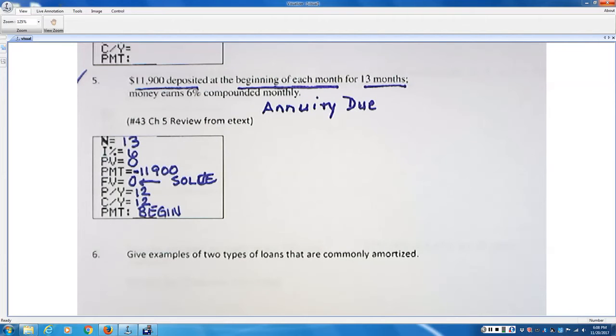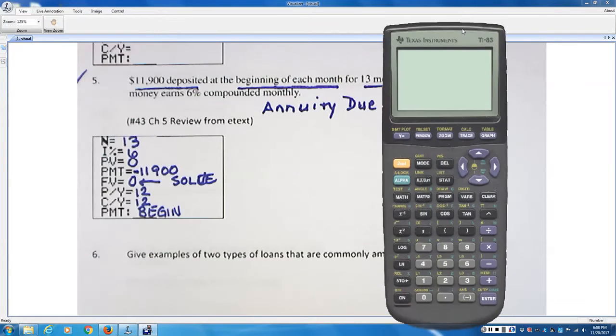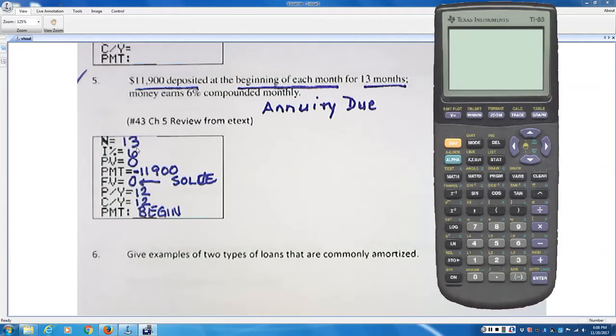So then we just use the calculator. I think really the hardest thing on this one is that the 13 months kind of throws you off, because you're not used to being given that. So you go to your TVM solver and enter your 13 payments, because you're going to pay it 13 times, at 6% compounded monthly, which is 0.5% per month. No lump sum payment. Your payments are negative $11,900, 13 times.